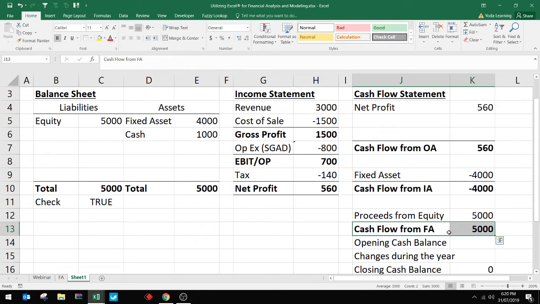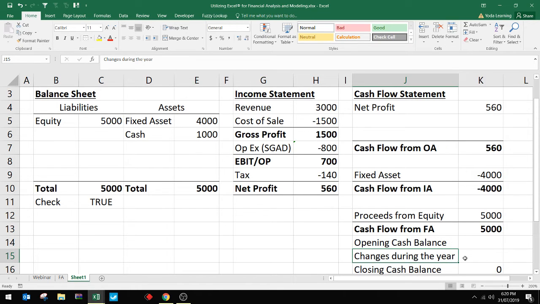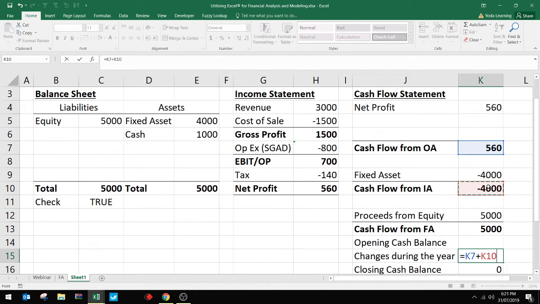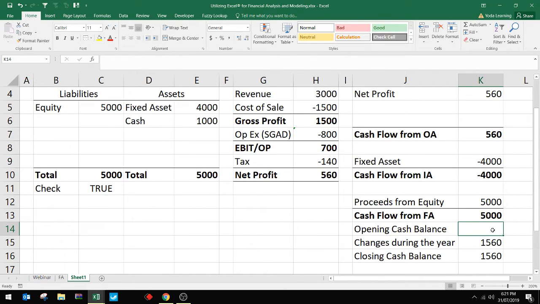Now that we have calculated the three different baskets of operational activities, investment activities, and financing activities, let's sum them all together in cell K15. I want you to go to cell K15, type in equal to. First, click on K7 plus, then click on K10, and finally plus again and click on K13. So our balance during the year is 1560. Did we have any opening cash balance? No, we did not. This is the first year.